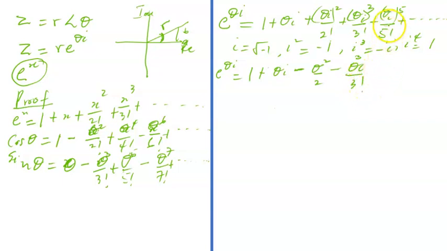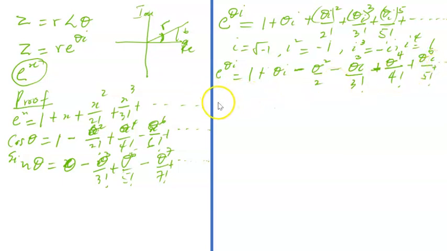Now, plus θi raised to power 4. Okay, there should be power 4 here before the 5. I omitted θi raised to power 4 here. That will be plus θ⁴ over 4 factorial. Now θi raised to power 5 will be θ⁵ times i, because it is the same thing as i⁴ times i, over 5 factorial, plus the series continues.